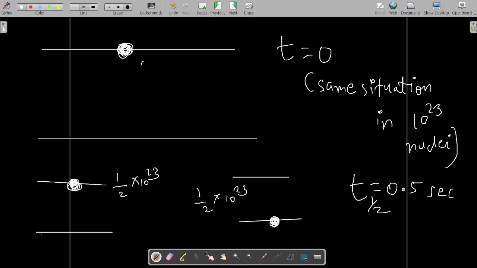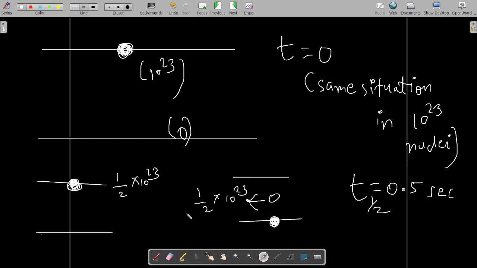Initially the excited state concentration was 10 to the power 23. Now the excited state concentration has reduced to half, and initially at time t equal to 0, the ground state had 0 nucleons. So at t half, from 0 to half into 10 to the power 23, the ground state concentration has increased from 0 to 1 by 2 into 10 to the power 23 in 0.5 seconds. So this is the situation.